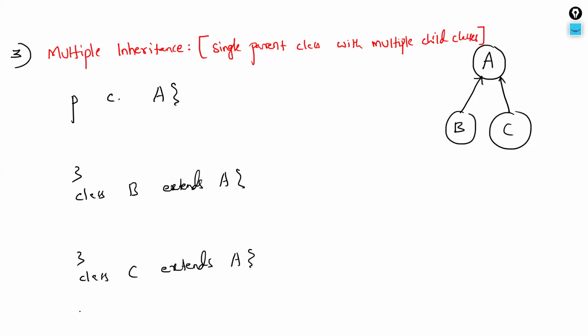Then can class C access B class data directly? Can your brother take your chocolate? No, right? So it's also like that. B and C are something like siblings. They both can acquire properties from the parent, but not between them. So this is also possible in Java. Three types: single level, multi-level, multiple. Clear?